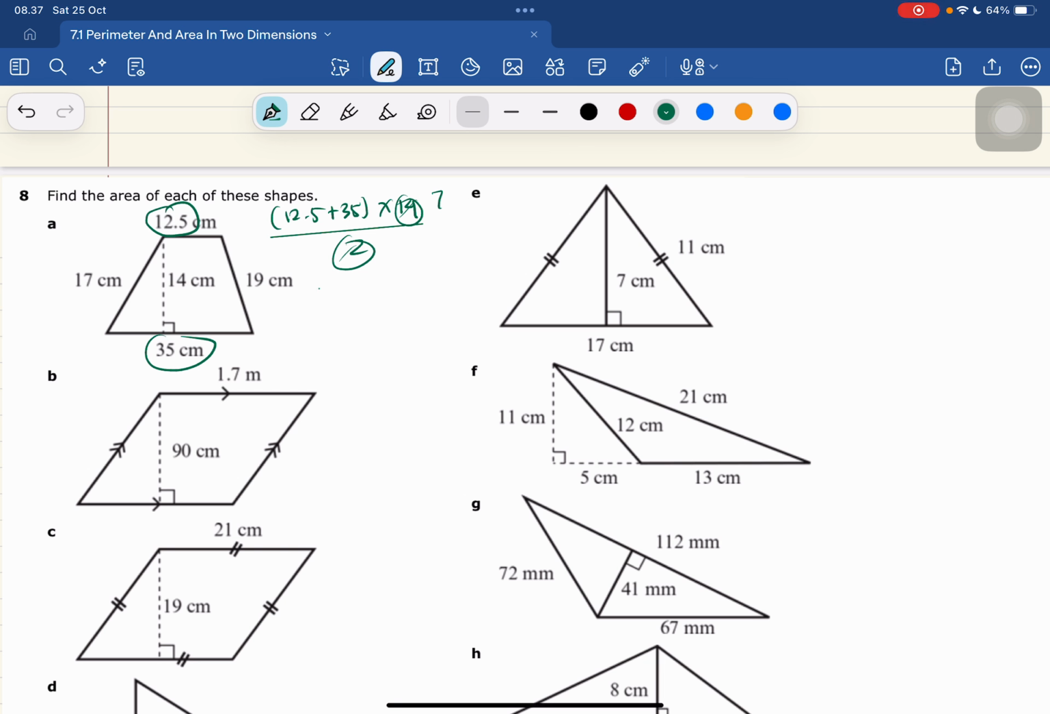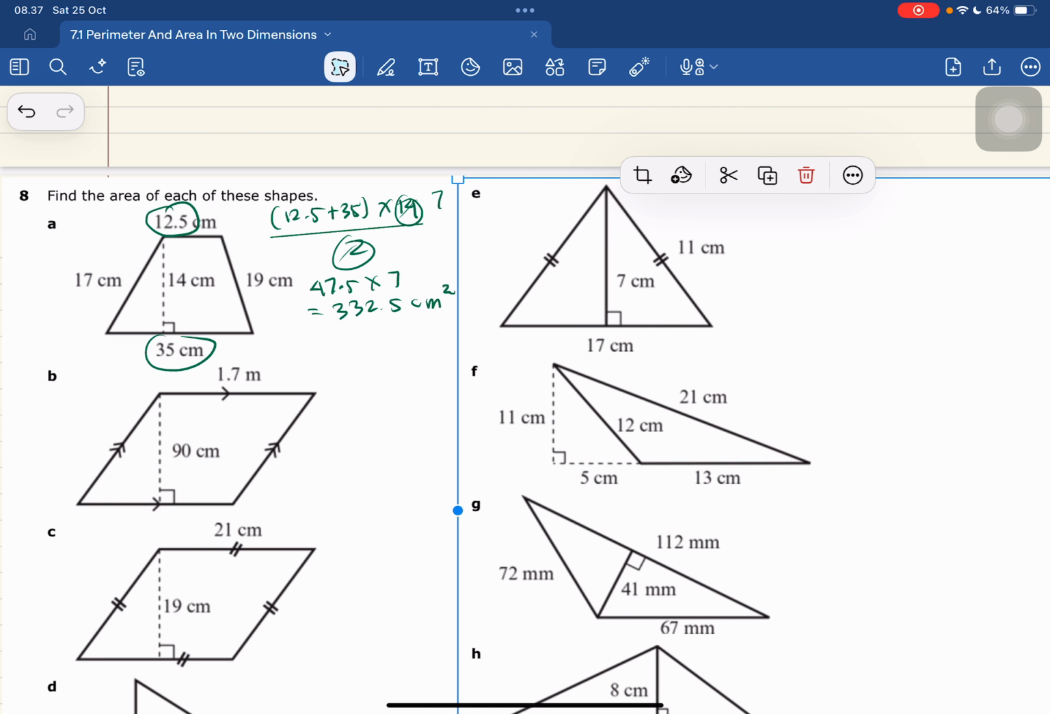So we got 47.5 multiplied by 7. So the area of the first shape is gonna be 332.5 centimeter square. Next for B.